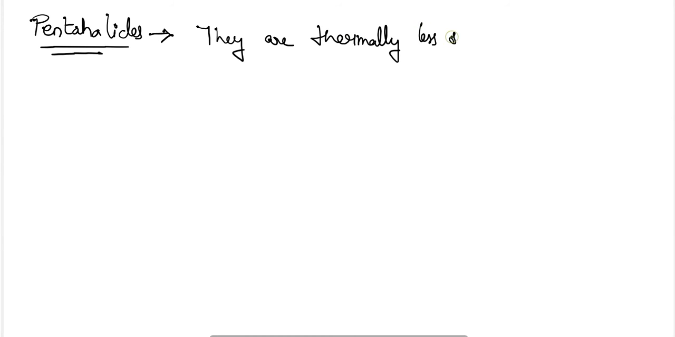Pentahalides. The pentahalides of group 15 elements are thermally less stable than trihalides. Let's talk about the pentahalides and the reason why they are not thermally stable in comparison to the trihalides.